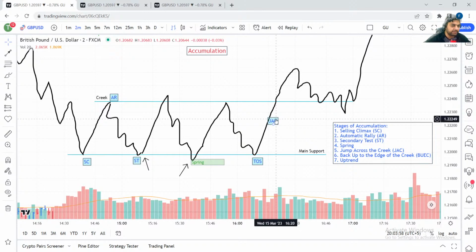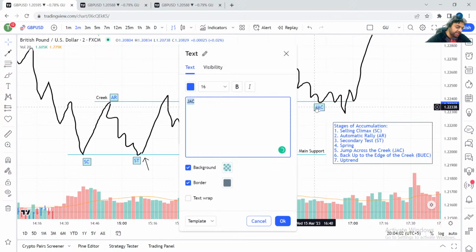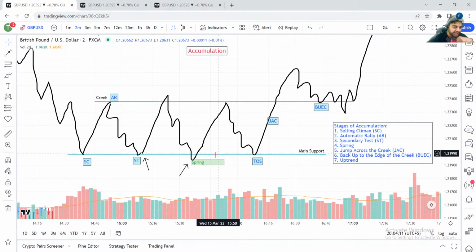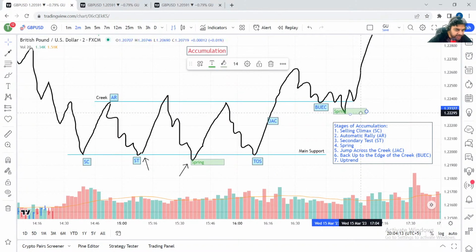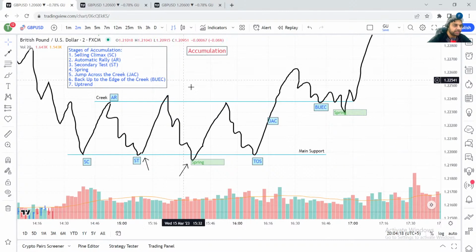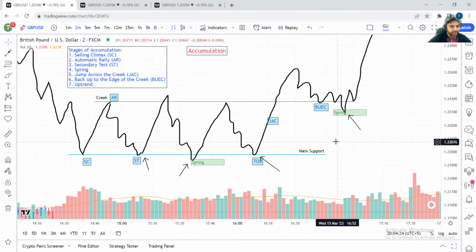And after jump across the creek, you have the back up to the edge of the creek. Okay? Back up to the edge of the creek. And there you have another spring over here. Guys, can you see that? So let me tell you where you will put the trades. This is where you can buy, and this is where you can buy. So these are the places where you can buy.